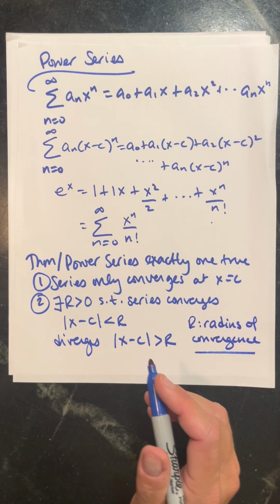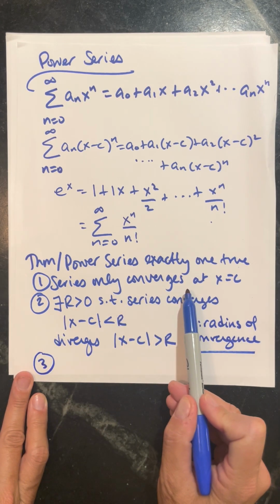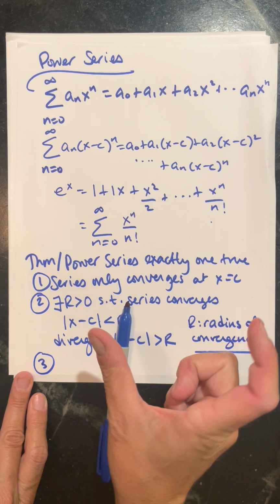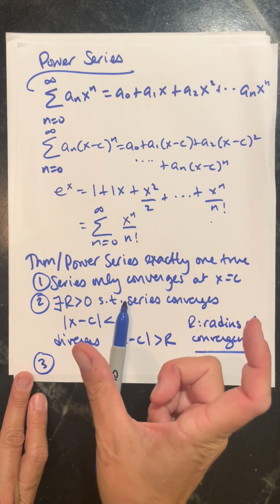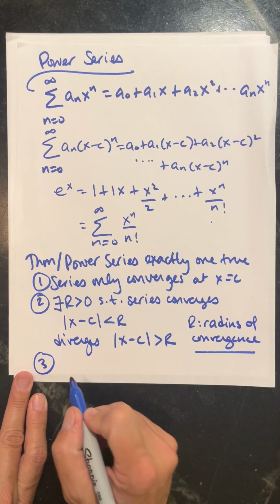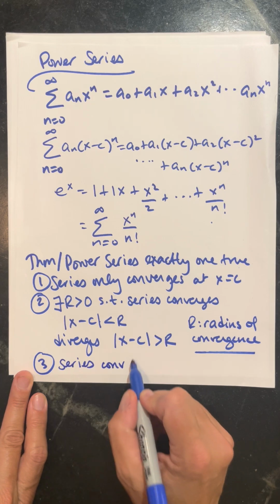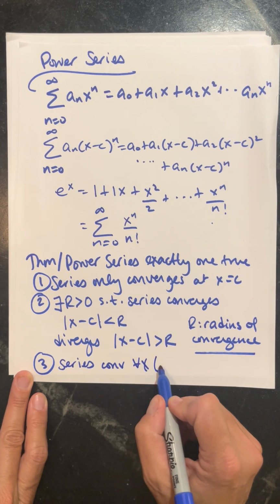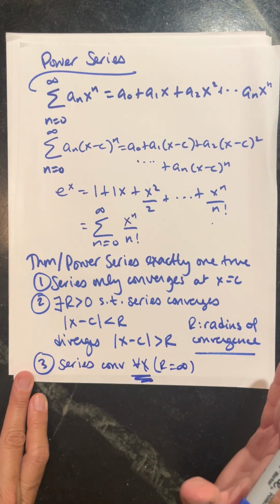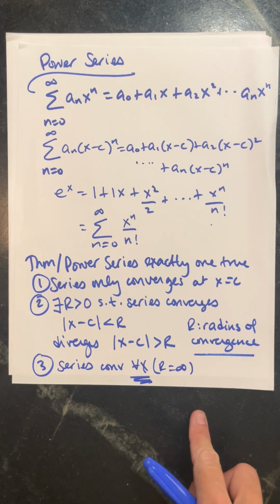And then of course we have scenario 3. Scenario 1 was the series only converges at its center. Scenario 2 is there's a little region around that center where that series will still converge. Scenario 3 is that the series converges for all x, also known as R is infinity. So if it converges for all x, then you can go infinitely bigger and infinitely smaller, and that series will also converge. So let's go back to this one.